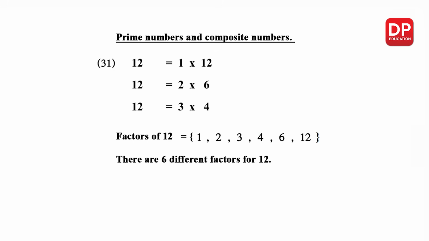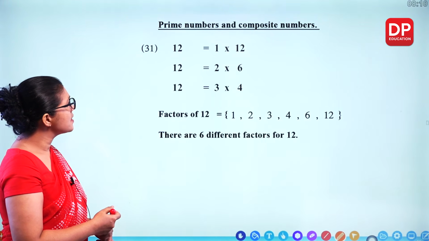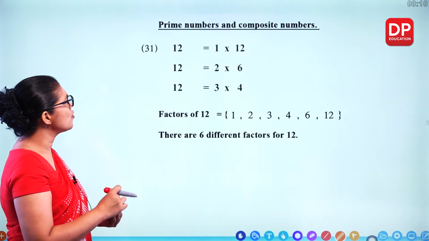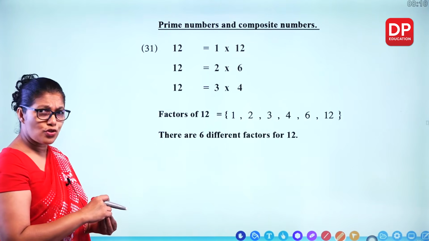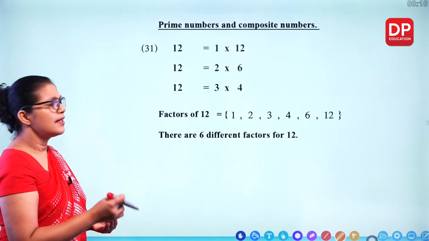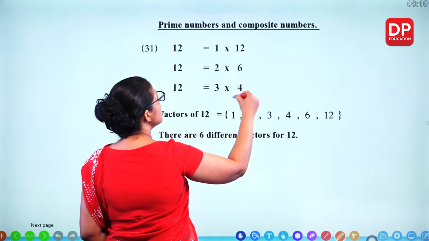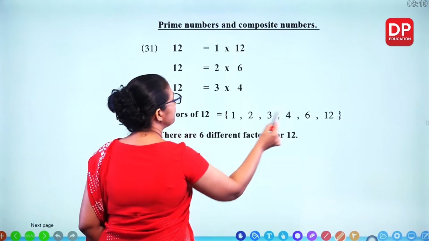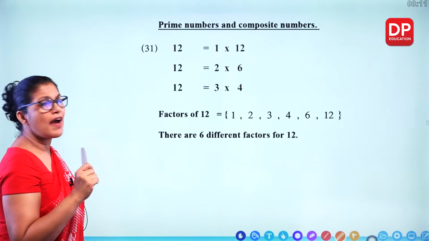Prime numbers and composite numbers. What are prime and composite numbers? Take 12. You can write 1 times 12, 2 times 6, 3 times 4. So we call these factors of 12: 1, 2, 3, 4, 6, 12. So how many factors for 12? 6 factors are there.